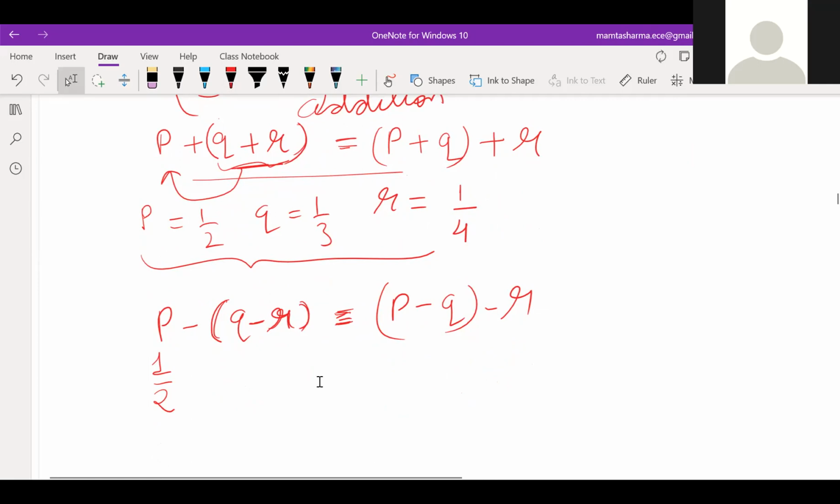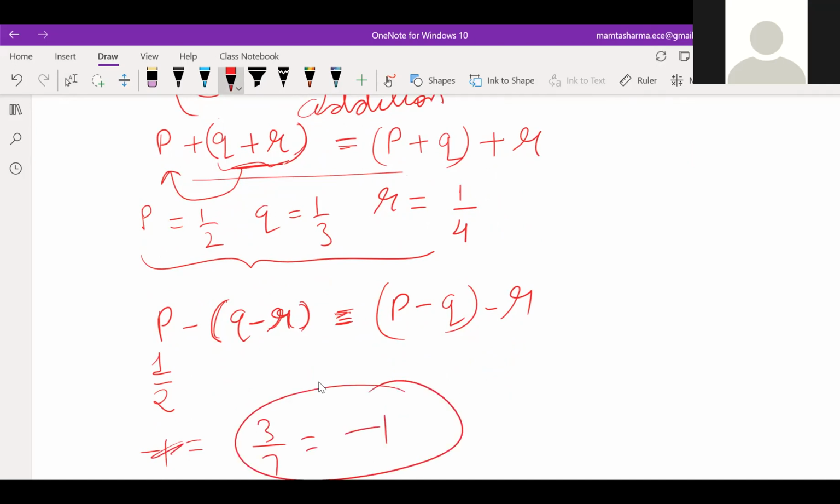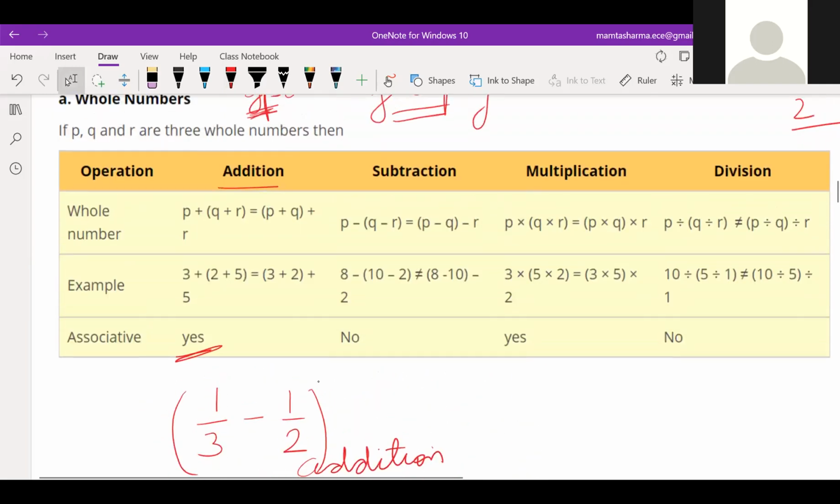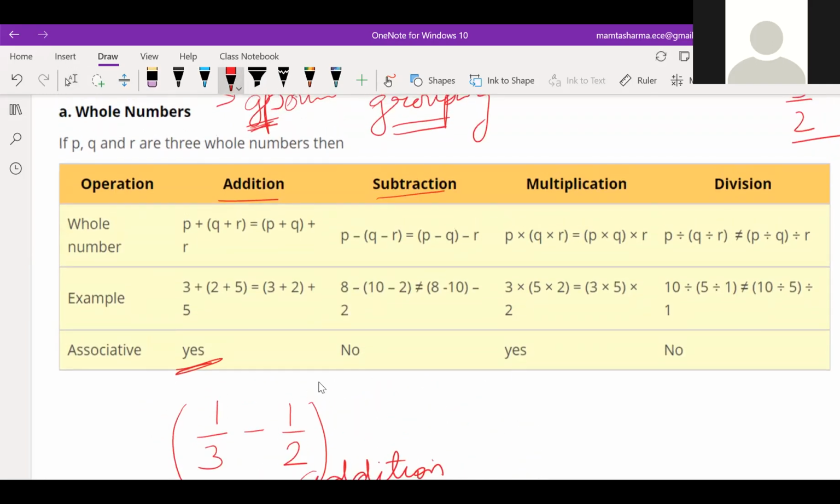Minus 1 on the right hand side, and on the left hand side it is 3/7. So this is 3/7 and this is -1, which is not equal. So we can say this subtraction is not satisfying the associative property. This will not satisfy the associative property.